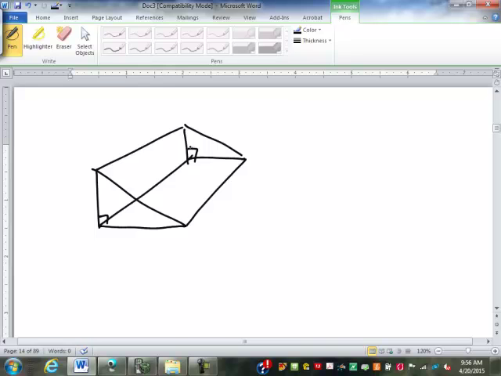Now, your base is not always the bottom. The base is the shape that the figure is based off of. So here, what is the base? Nope.